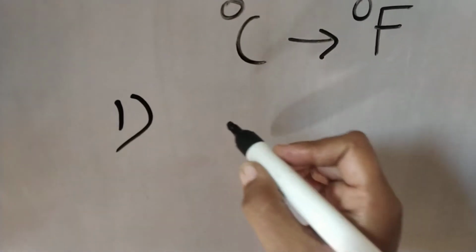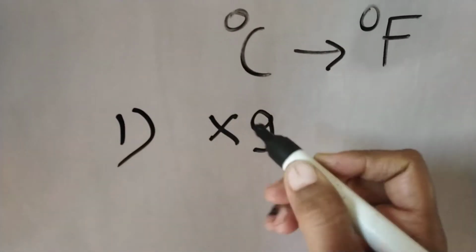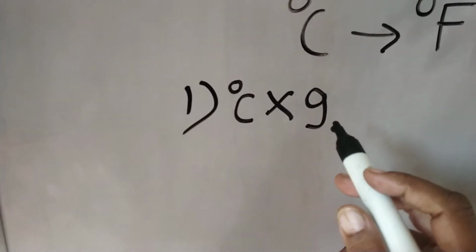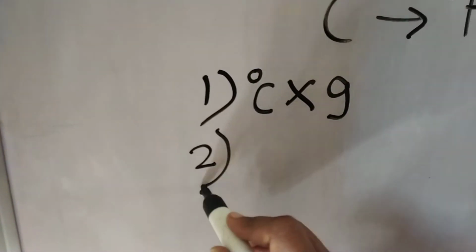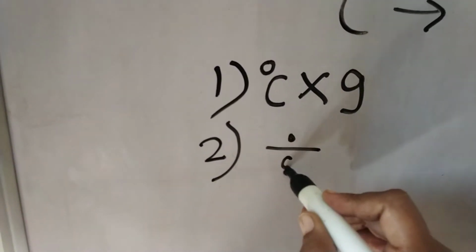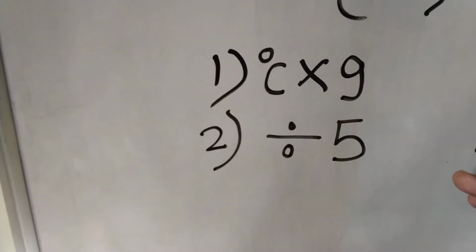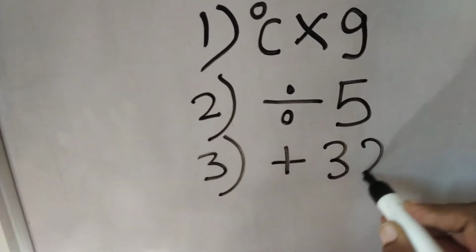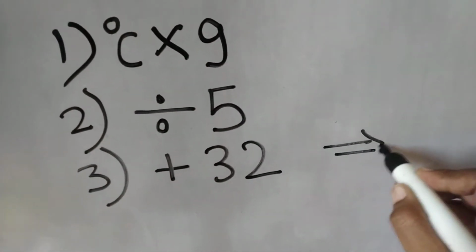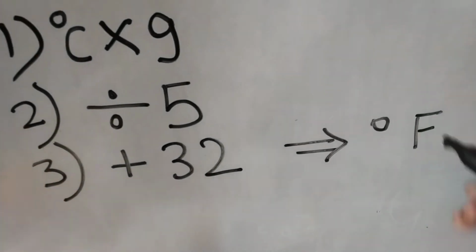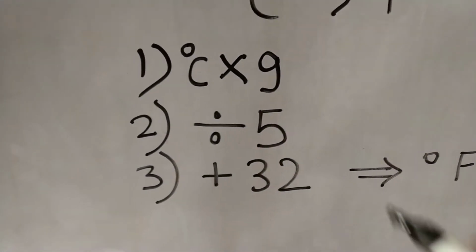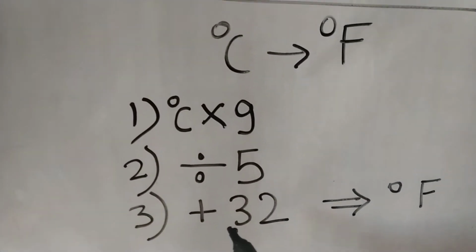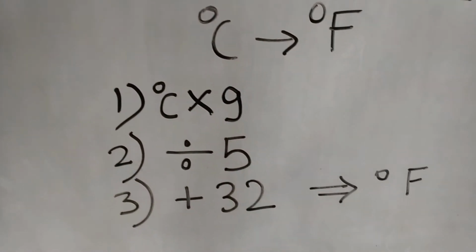The first step is to multiply by 9. Whatever value is given in degree centigrade, we have to multiply it by 9. Whatever product we get, that product has to be divided by 5. Whatever you get after that, in the third step, you have to add 32. That will be the value in degree Fahrenheit. So the 3 steps are multiply by 9, divide by 5 and plus 32. That is for the conversion from degree Celsius to degree Fahrenheit.